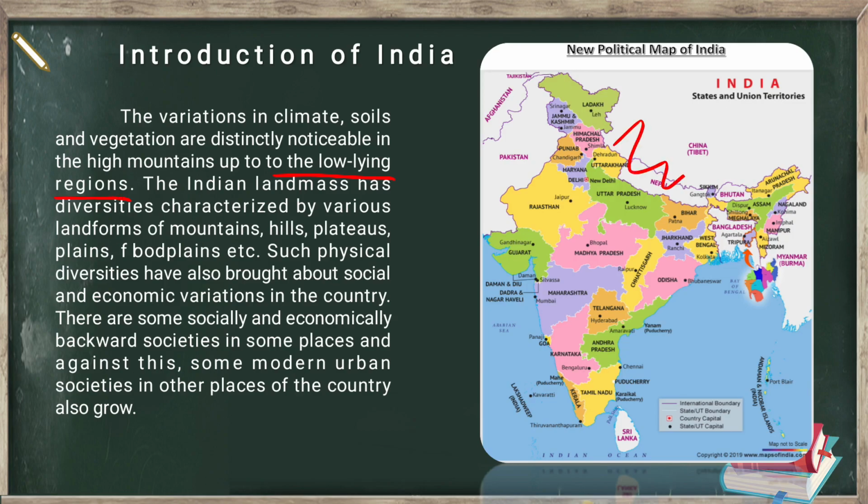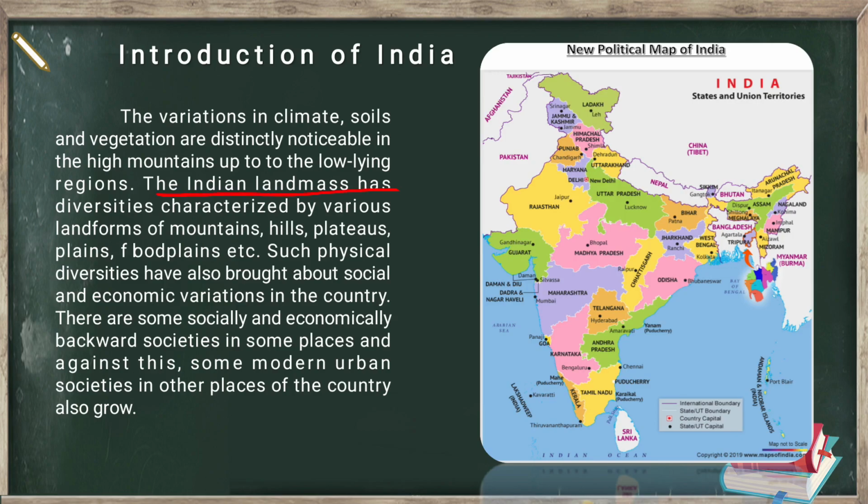So these are the high mountain regions. Here also we find variation. Then what do we find in the low plain? So these are the plain areas, these are the Ganga plain. So in these areas we find a variation of climate. Variation means change, difference in climate.